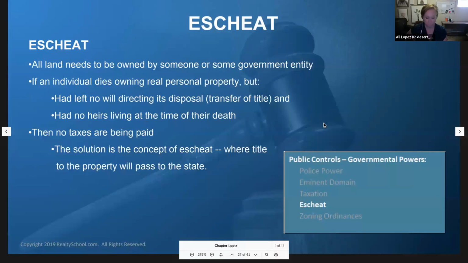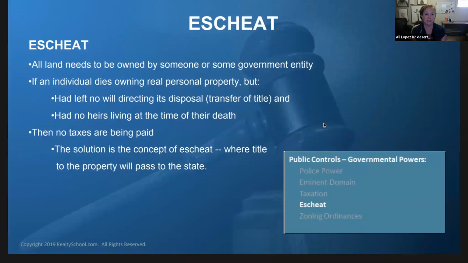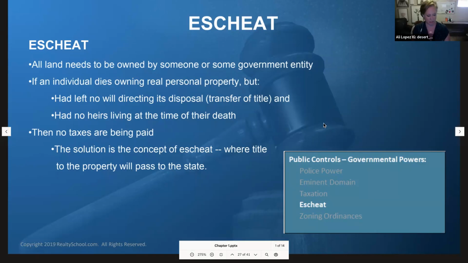Okay, escheat. All land needs to be owned by someone or some government entity. If a person passes away and does not have a will, or if they own real property but had left no will directing its disposal or transfer of title and had no heirs living at the time of their death, the government can take ownership of the property. If no taxes are being paid, the solution is the concept of escheat, where title to the property will pass to the state. This is where a will comes in really, really handy. Lots of questions on your test about escheat.